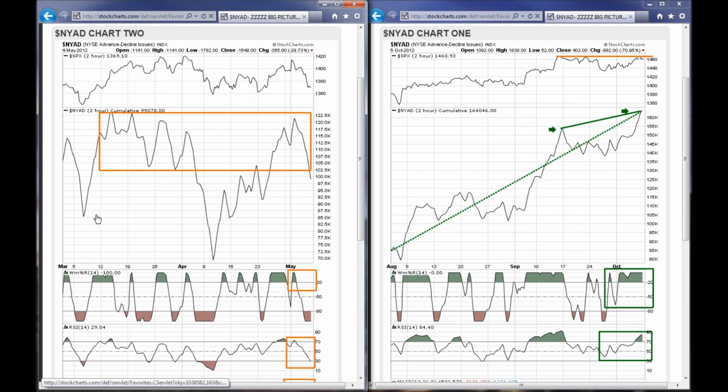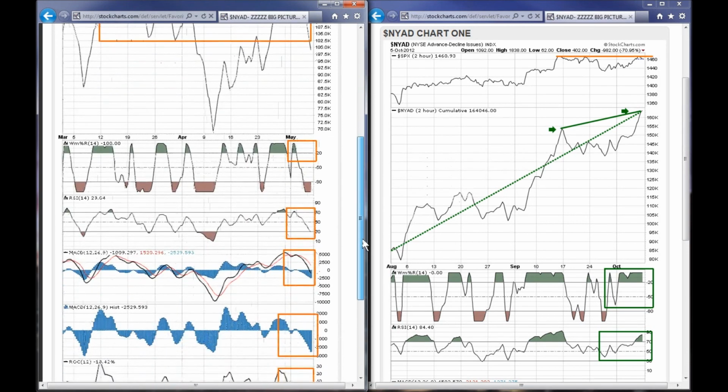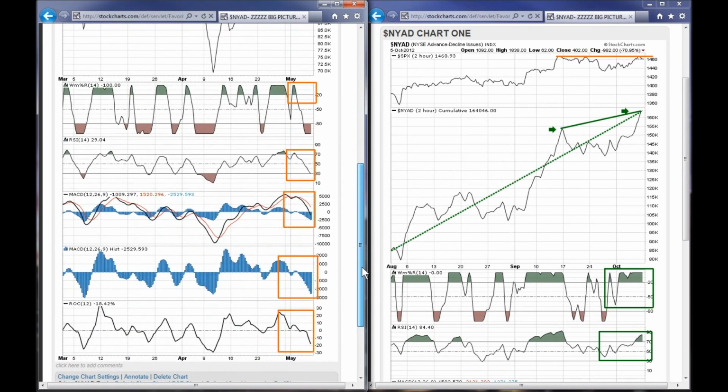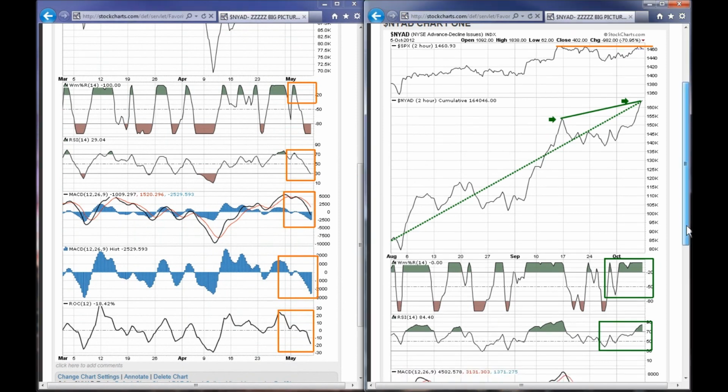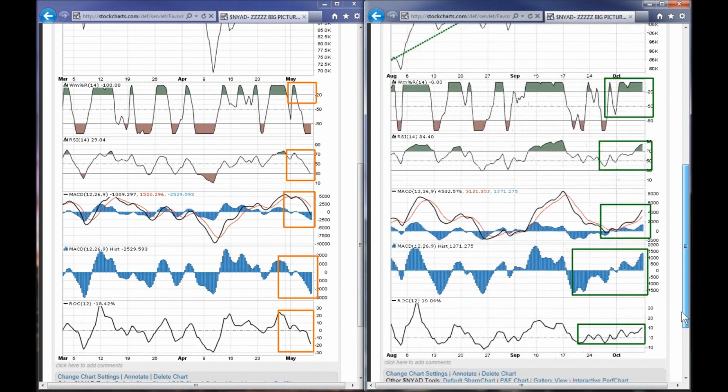Now we will compare the indicators. This is Williams %R for the advanced decline line. What do the indicators look like when a market's rolling over, and what do they look like today? So let's scroll down here a little bit. Get these lined up.